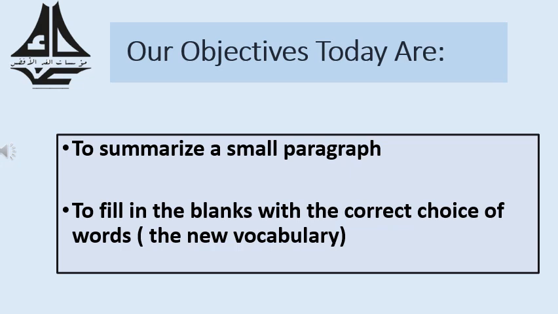Our objectives today are to summarize a small paragraph and to fill in the blanks with the correct choice of words or the new vocabulary. First of all, what's a summary? A summary is a shortened version or a brief statement of the main points of a text. In other words, if we want to write a summary, we just choose the main ideas found in the text and we omit or cancel the details.